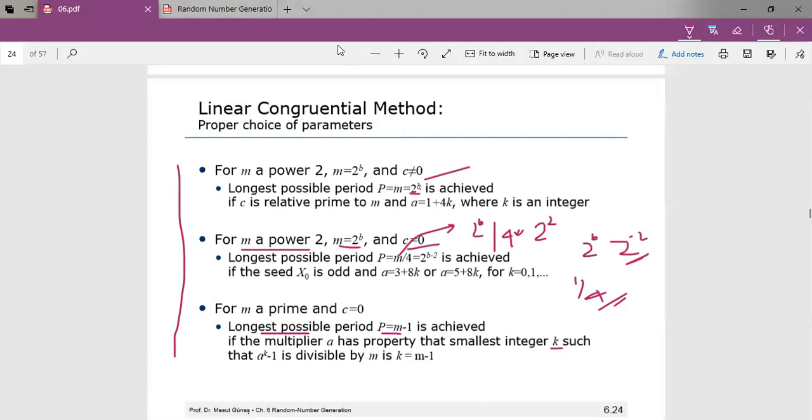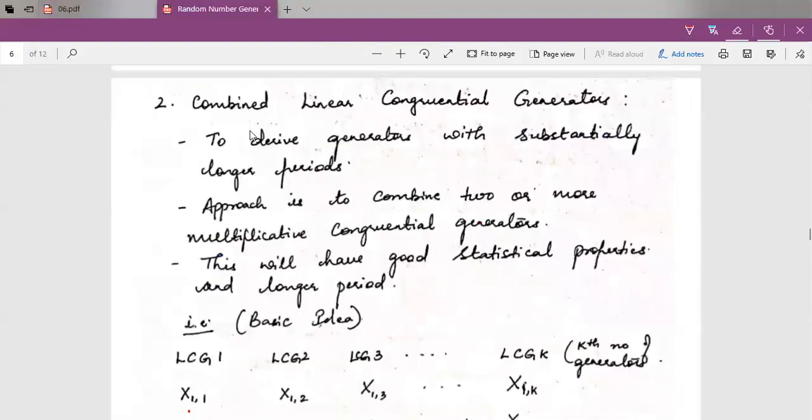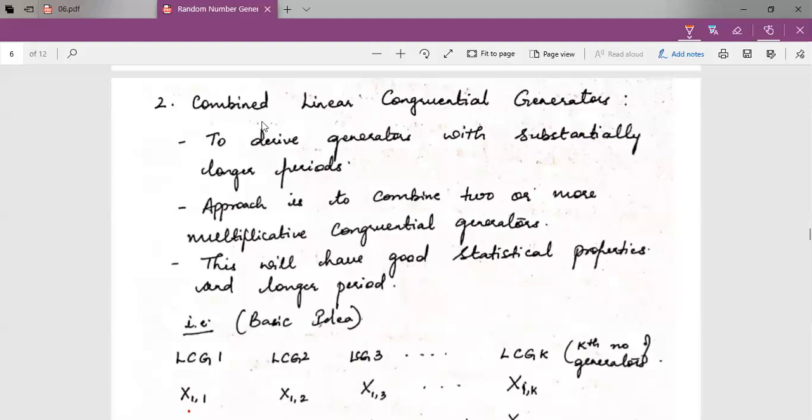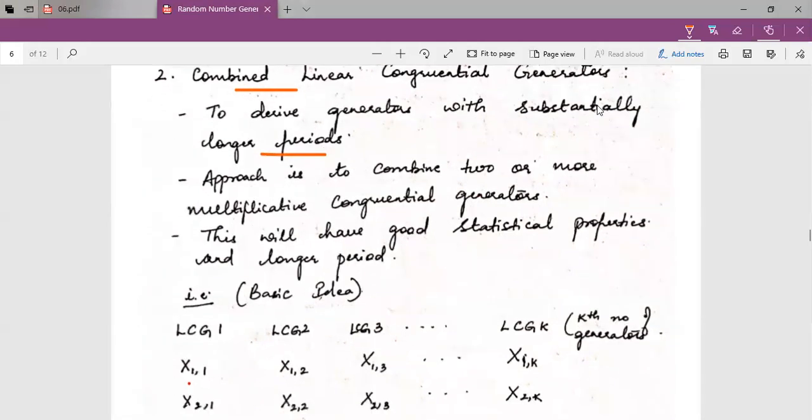So moving to the next, we'll take up the next type of technique to generate random numbers, which is called the combined linear congruential generator. Once again, why we are using this technique is to substantially achieve longer periods. We'll go with the combined linear congruential generator.